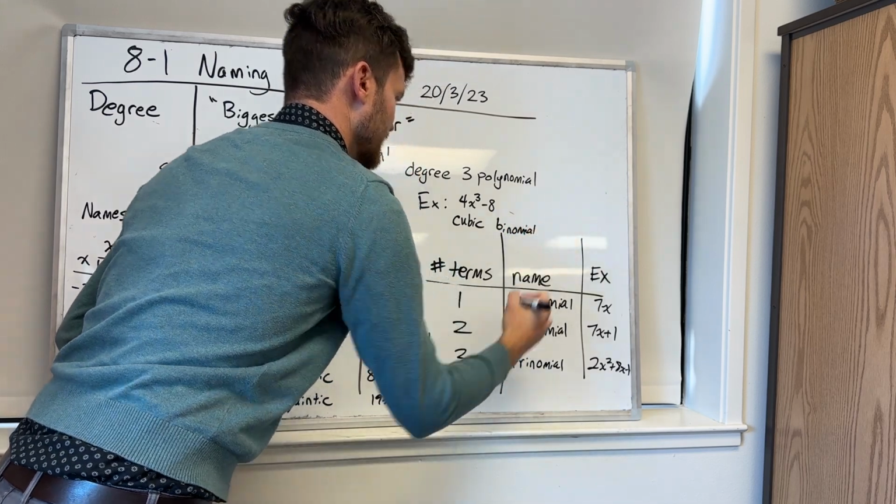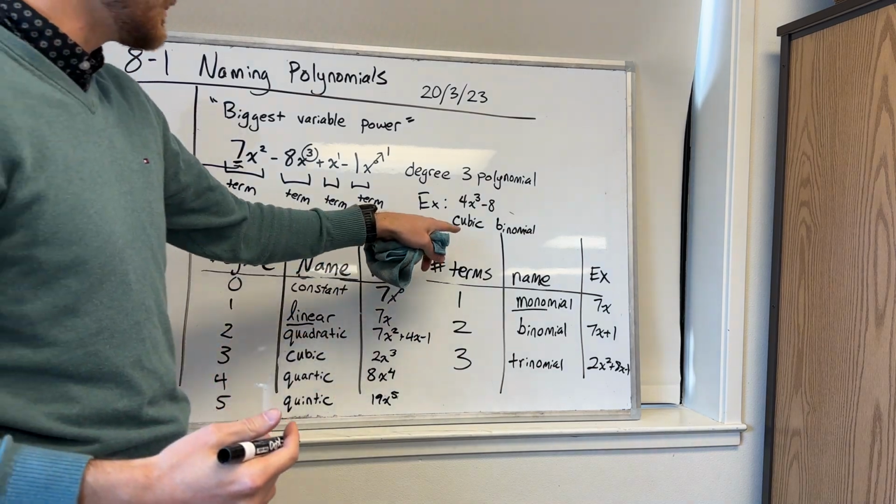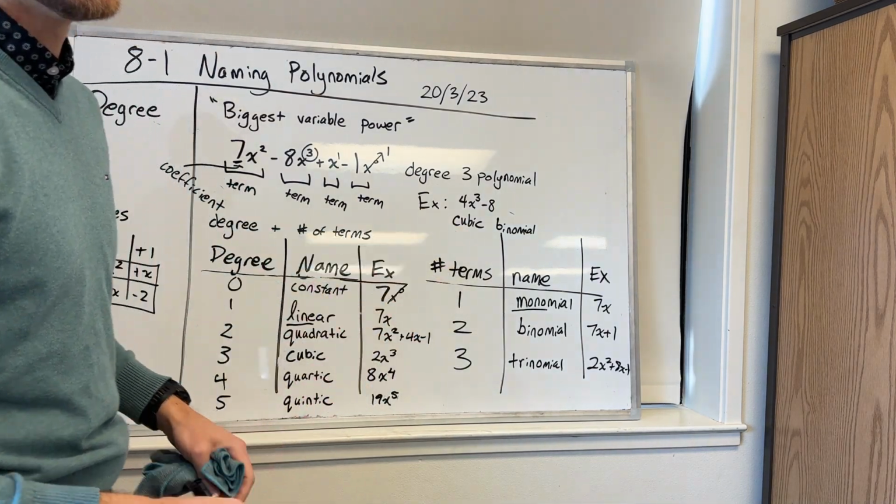Every single polynomial that I give you is, well, I'm gonna give you up to 3 terms and up to the 5th power. You're always gonna have 2 names. This one, for example, is a cubic binomial.